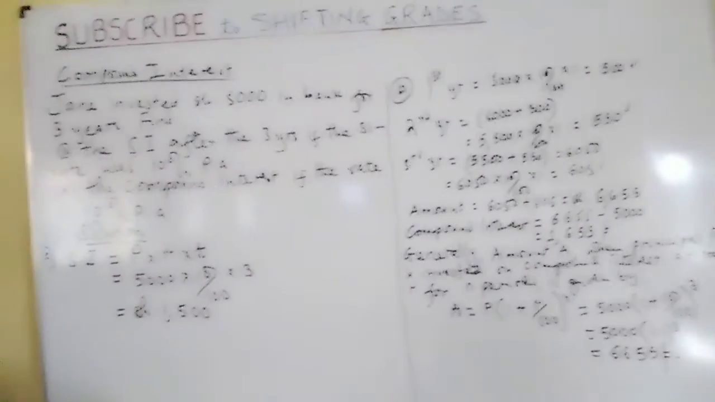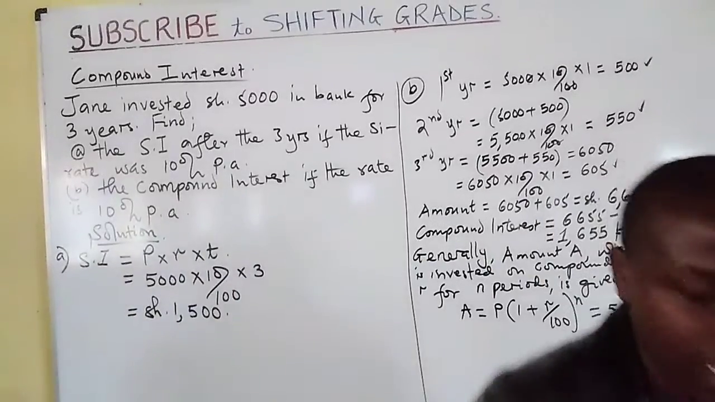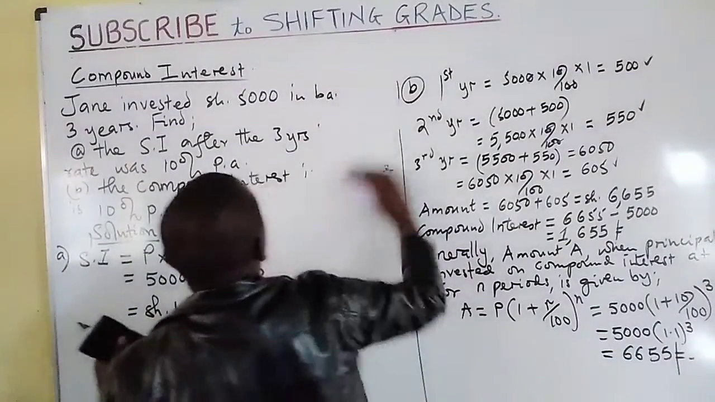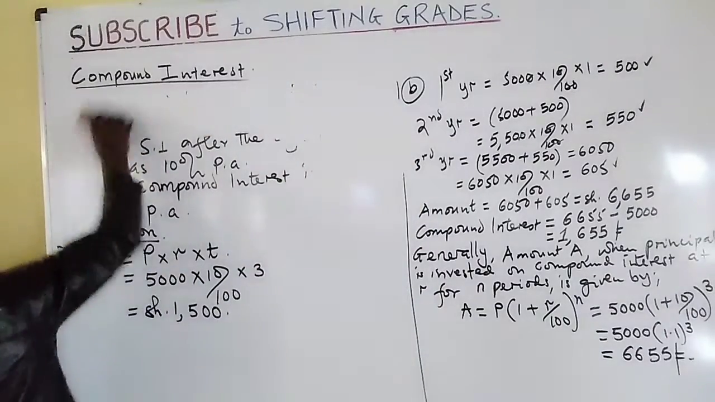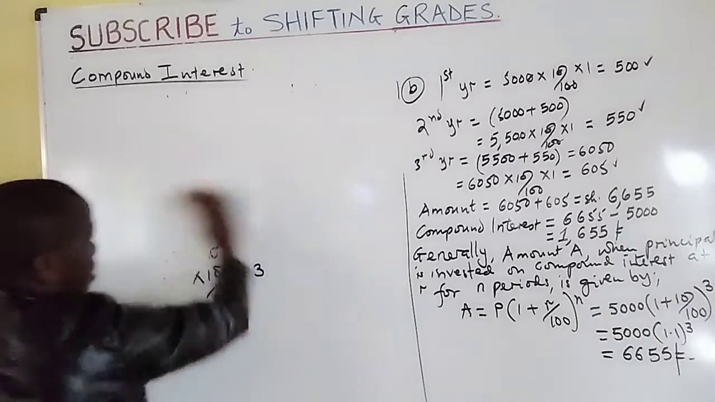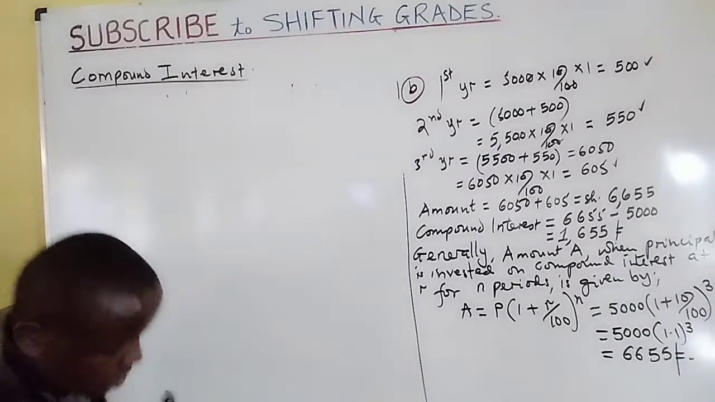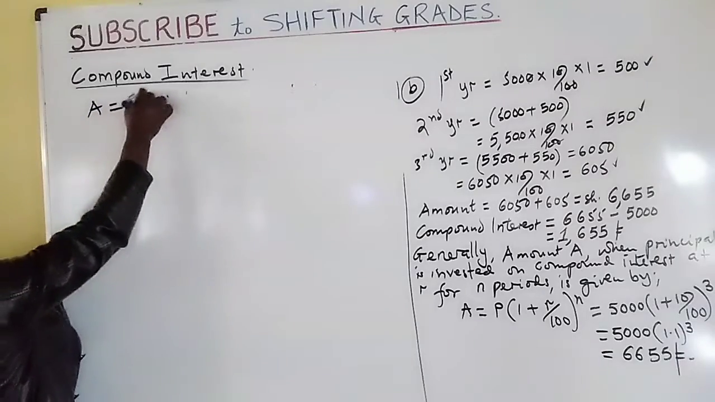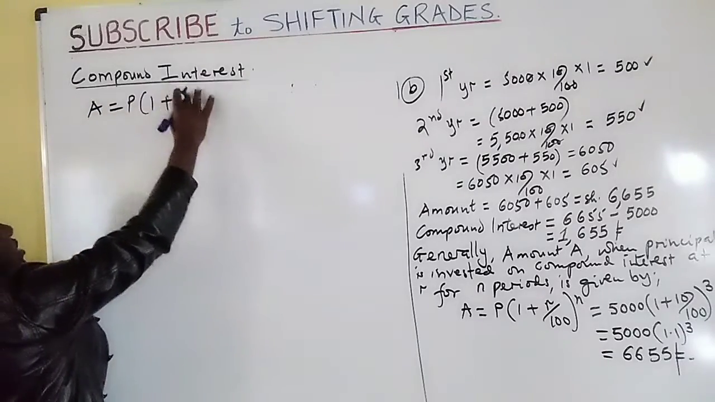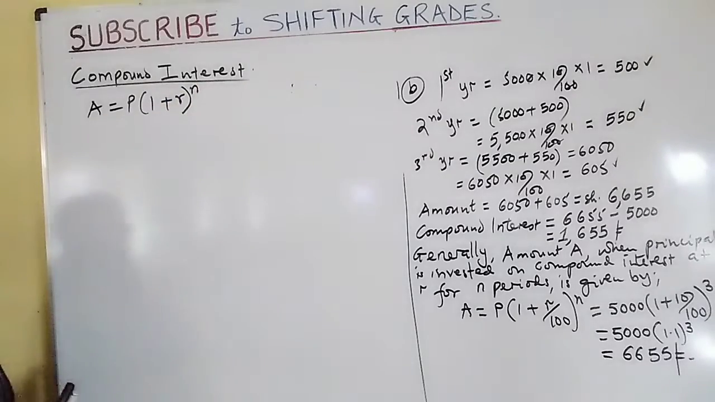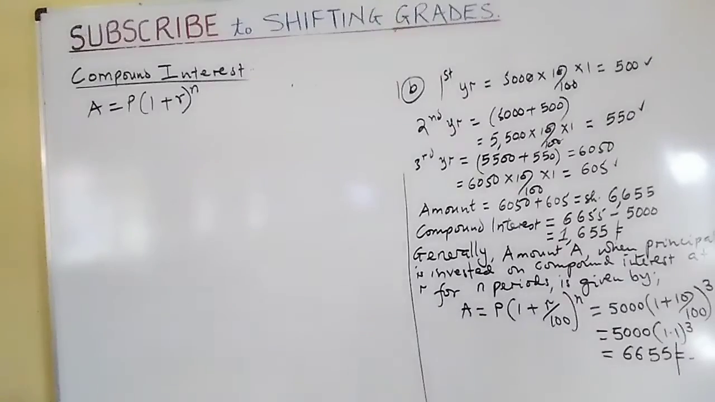So follow me as I give us a second example. The amount is given by principal times 1 plus rate, raised to n. N is the number of seasons of compound interest.